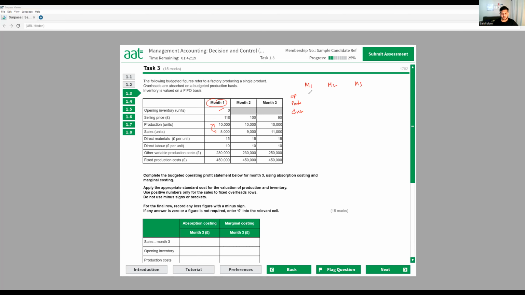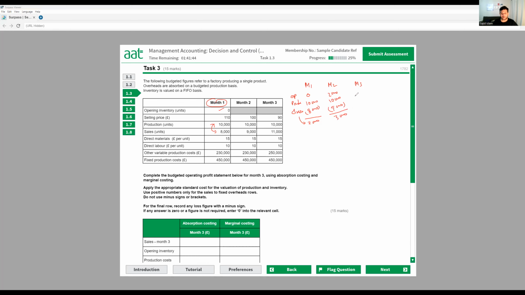Month 1, we don't have any opening, but production is 10,000 and sold is 8,000. So the difference, 2,000, is the closing. And this 2,000 will be the opening for month 2. Whatever is the closing for month 1 is the opening for month 2. In month 2, production is 10,000, so 10 plus 2 is 12. Sold 9,000. From 12, if I take away 9, I have 3,000.